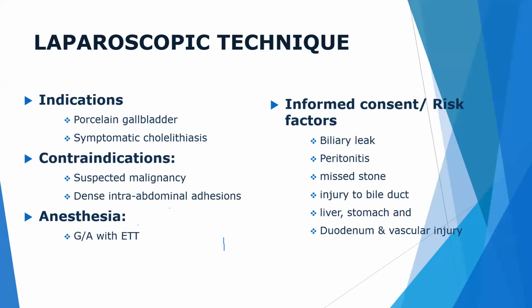Coming to the laparoscopic technique, this is the preferred method nowadays, and indications may be symptomatic cholelithiasis or porcelain gallbladder. Contraindications I have just mentioned in the previous slide. Additional to those, if you suspect some malignancy or dense intra-abdominal adhesions, you should not be going for laparoscopic. Then open is preferred. Again, it will be done under general anesthesia, and again informed consent with mention of the risk factors should be ensured before the start of the procedure.